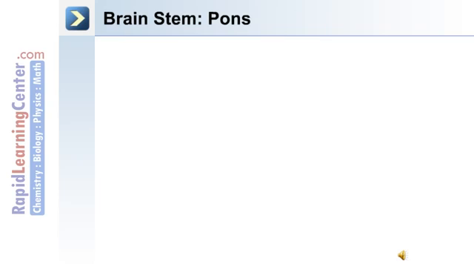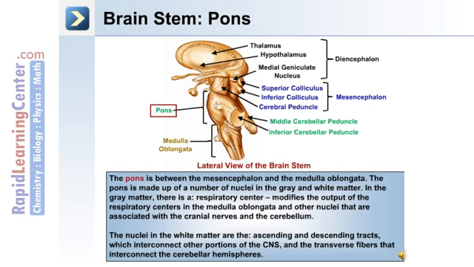The next part of the brainstem we'll discuss is the pons. The pons is located between the mesencephalon and the medulla oblongata. The pons is made up of a number of nuclei in its gray and white matter. In the gray matter, there's the respiratory center. This modifies the output of the respiratory centers in the medulla oblongata and other nuclei that are associated with the cranial nerves and the cerebellum. The nuclei in the white matter are the ascending and descending tracts, which interconnect other portions of the central nervous system, and the transverse fibers that interconnect the cerebellar hemispheres.